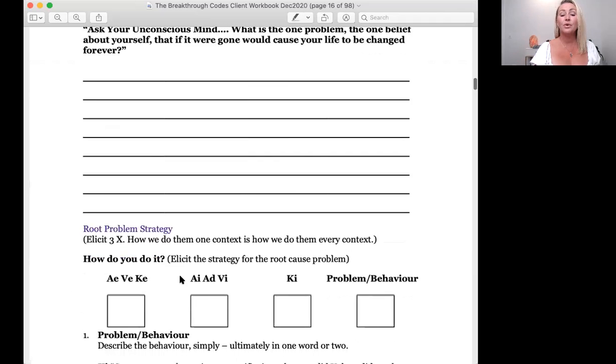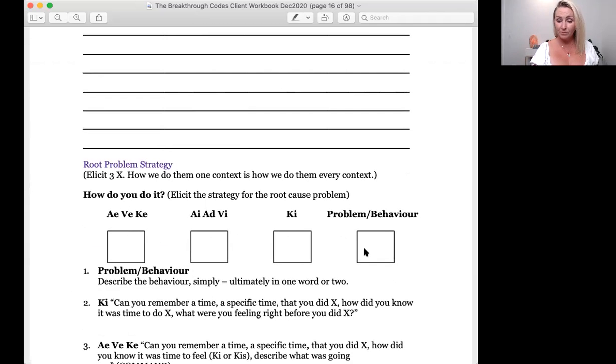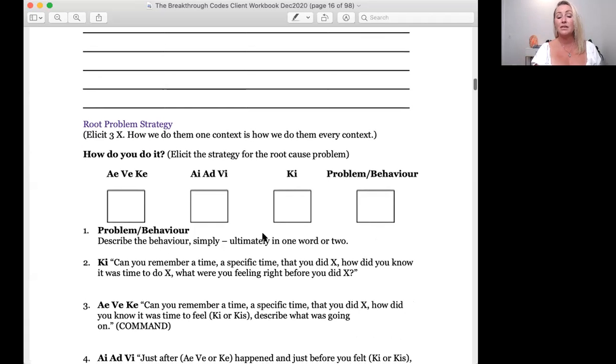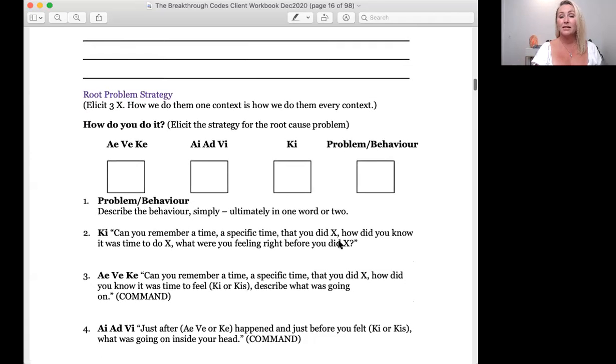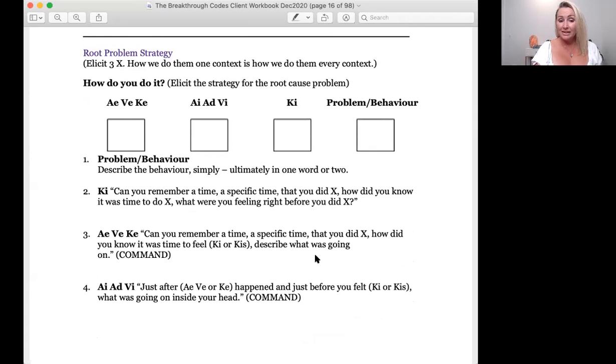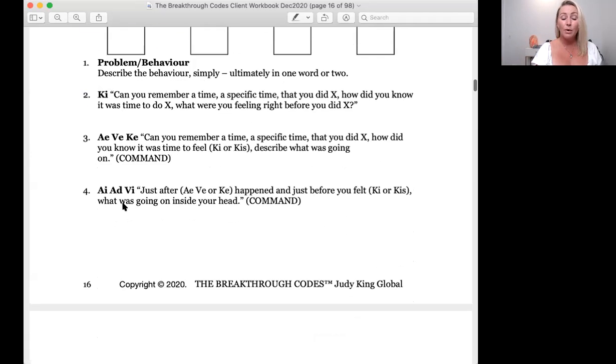Then from there, you're going to elicit the strategy for the root cause problem. So the problem is, let's say, "I'm insignificant." Now, you could use the problem, and you could also get a behavior of that. So when you're feeling insignificant, what's the behavior? Could be either or that you're working with. Describe the behavior simply and ultimately in one or two words. What's the behavior of doing insignificant? Can you remember a time? And then you elicit the strategy for the root cause problem, exactly how I did it before.